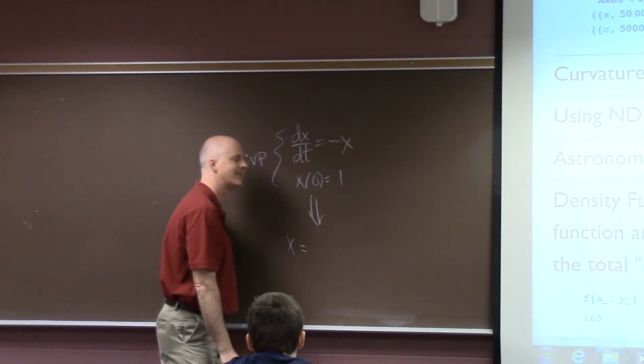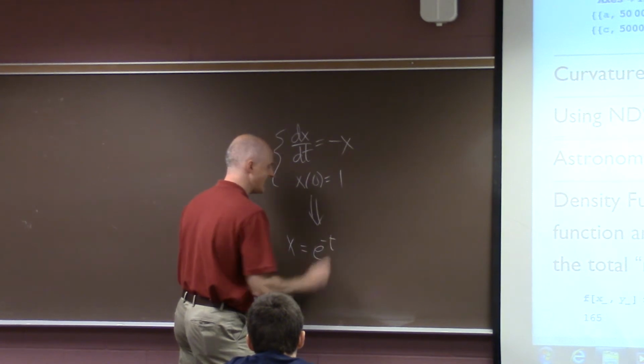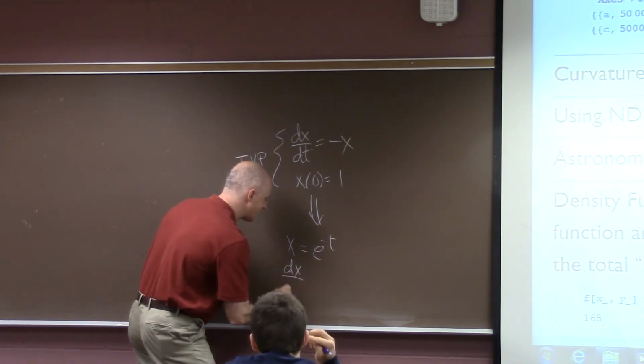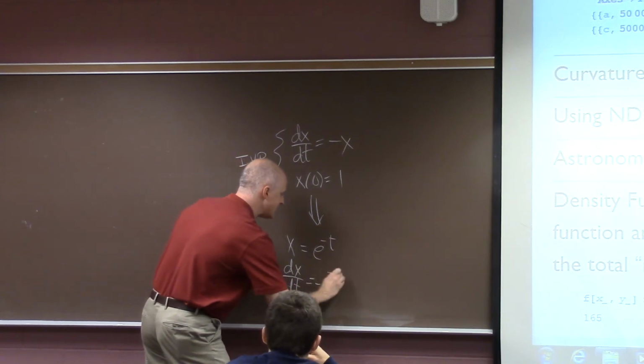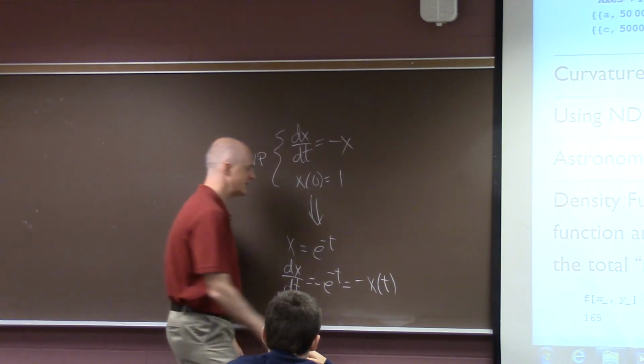What? It's a guess, not quite right. e to the negative t does it, yeah. There's a function whose derivative, because of the chain rule, is the opposite of itself for all t.